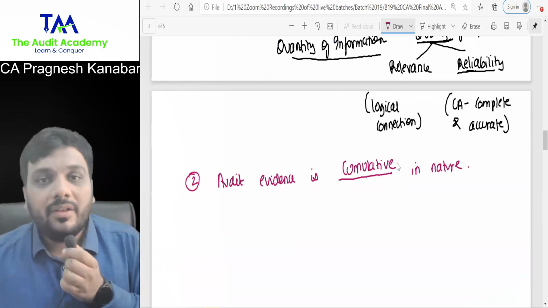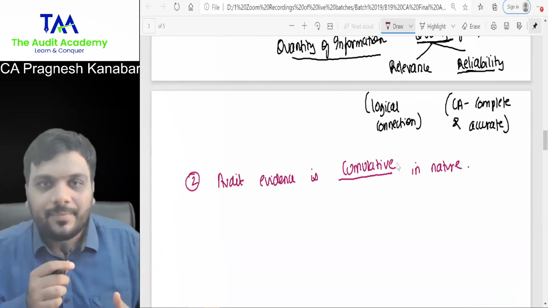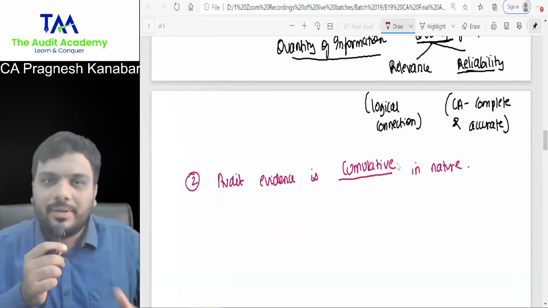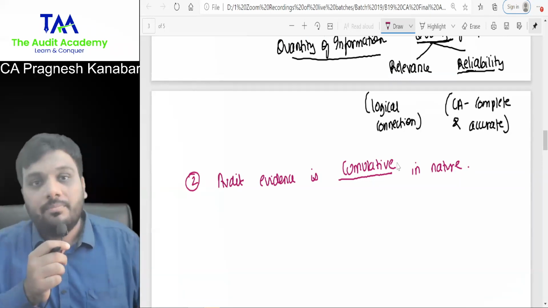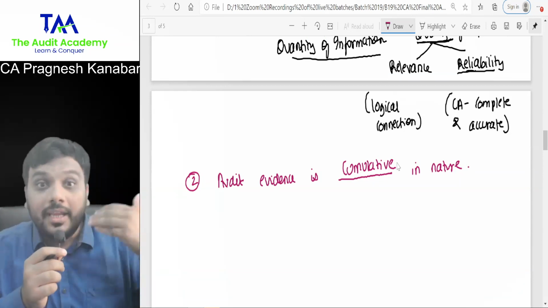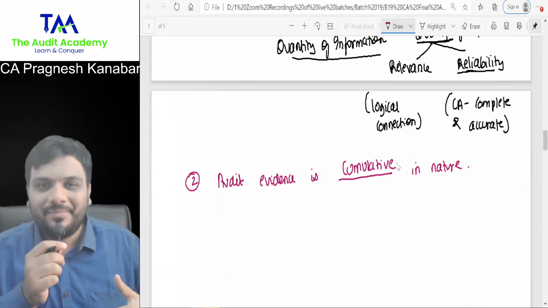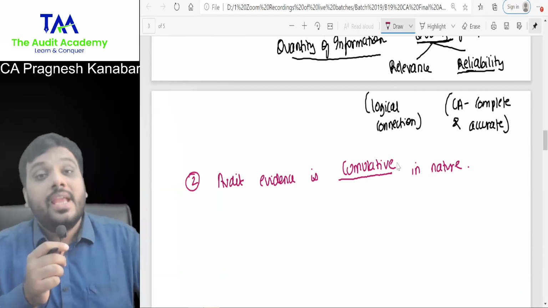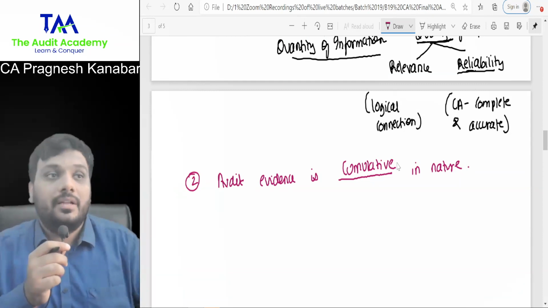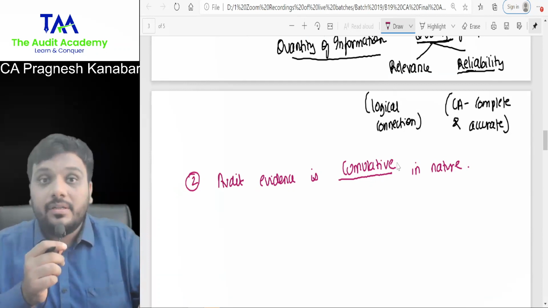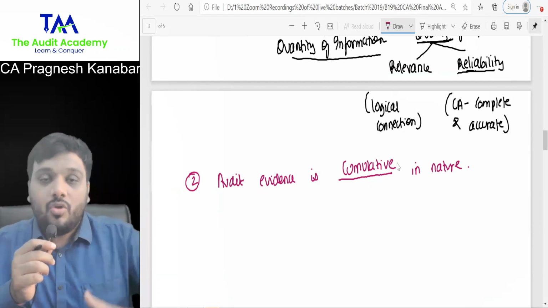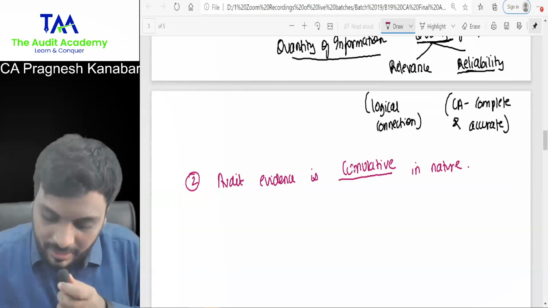What do you understand by the word cumulative? Can I say that we accumulate information from various sources. For example, if you are verifying purchase, it is purchase order, purchase invoice, supplier's ledger, payment done to the supplier, goods inward note, goods received note, correct? So there are so many things that we verify. In fact, for some items, we may take the information from the last year also. For example, trend analysis. For example, last year's contingent liability, if it turns out to be actual liability this year. So audit evidence is always cumulative in nature.